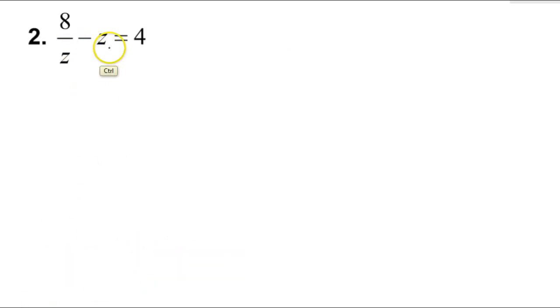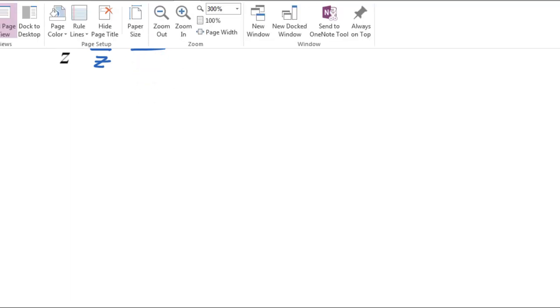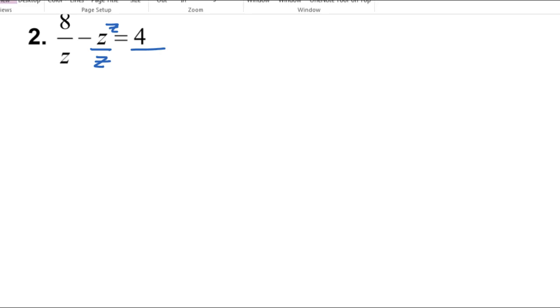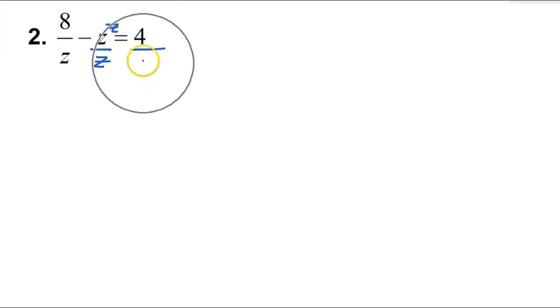For problem number 2, very similar. I need like denominators. I see the z, so I'm going to need a z denominator. So that means I'll have to multiply the numerator times z. Okay, I need a z denominator here, so I'm going to have to put a z in the numerator. Once I have those like denominators, I can cross them out.